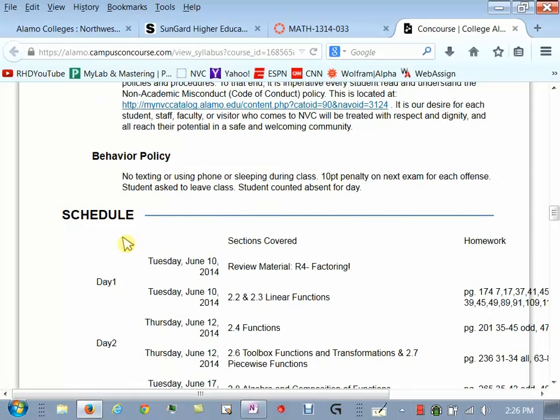Behavioral policy, you'll like this. No texting or using phone or sleeping during class. 10-point penalty on next exam for each offense. You'll be asked to leave class. You'll be counted absent. So I have a pretty strict policy when it comes to texting, right?